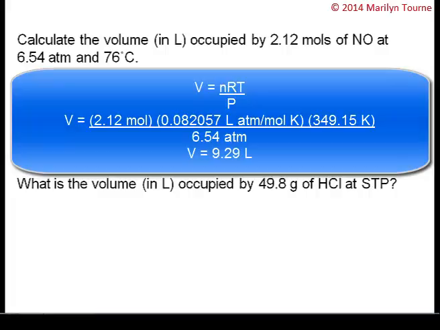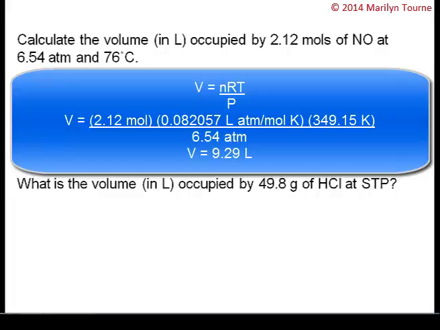The only thing you have to make sure is that you have the units that you're supposed to have for the ideal gas equation. Everything they give you works except for the temperature. You cannot use Celsius in the ideal gas equation. You must use Kelvin. So we would put 2.12 moles times 0.082057 liter atm over mole K, times the temperature, which is 76 degrees Celsius, but you have to convert it to Kelvin, so it ends up being 349.15 Kelvin. And then all of that divided by 6.54 atm.